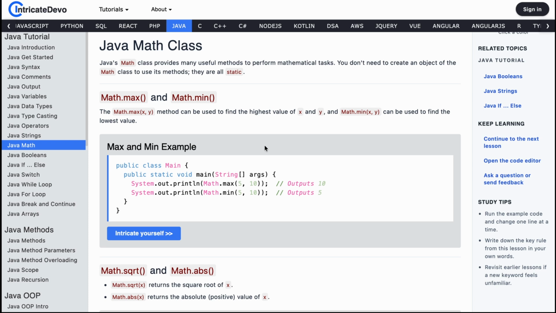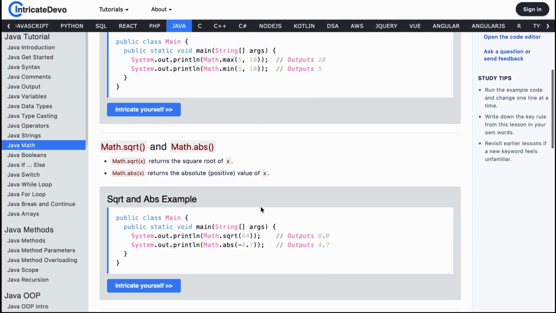Let's look at the heavy hitters you'll use all the time. First up, finding the highest or lowest of two numbers. Instead of writing tedious if-else statements, you can just use Math.max and Math.min. If you pass 5 and 10 into Math.max(5, 10), it instantly hands you back 10. Toss them into Math.min(5, 10) and you get 5. Clean, simple, one line of code.